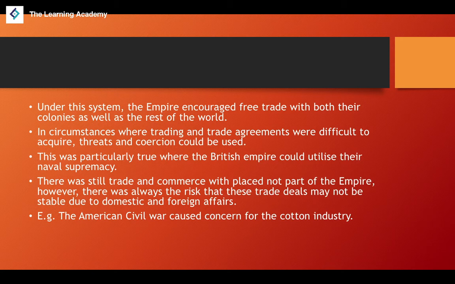Okay, an example of there being possible instability due to domestic or foreign affairs we could talk about is the American Civil War. The cotton industry was mainly centered around the United States of America. During and then following the American Civil War, the British Empire had to look to places like Egypt, as we talked about in the first lesson, to try and bolster the cotton industry, because the American Civil War effectively abolished any kind of trading relationships because priorities were elsewhere.